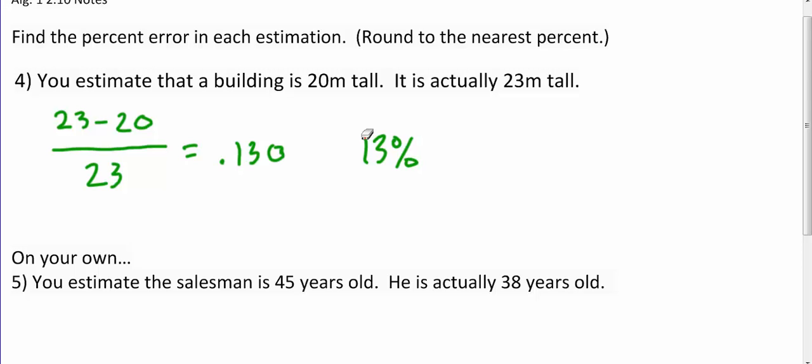All right, you can look at number 5, and just for the record, I am not yet 38 years old. This is a very old man we're talking about here.